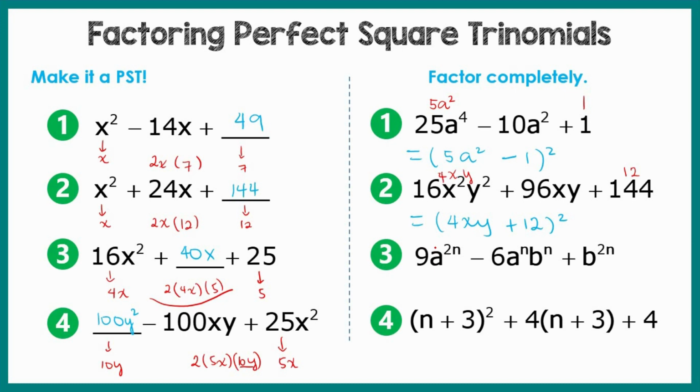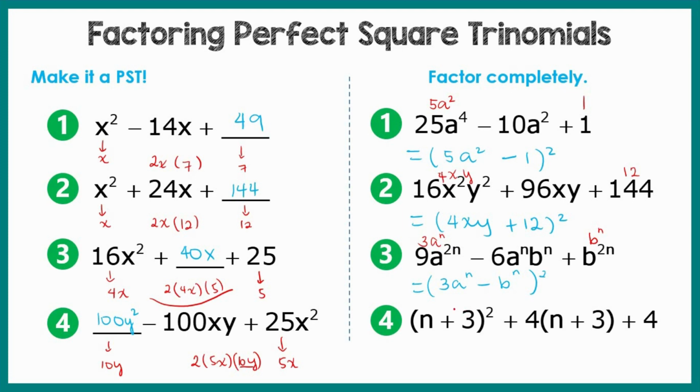And for the third one, we have 9a raised to 2n. So what's the square root of 9a raised to 2n? Again, the square root of 9 is 3. The square root of this would be a raised to n, because that is a raised to n times a raised to n. And this one will be b raised to n. So the factored form of this would be 3a raised to n minus b raised to n quantity squared.